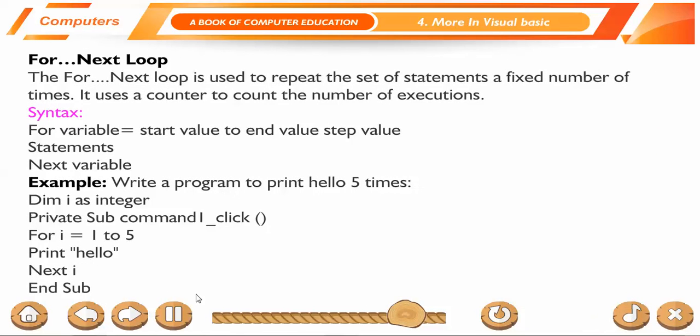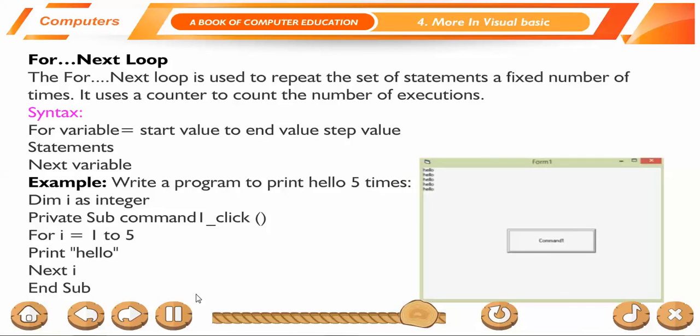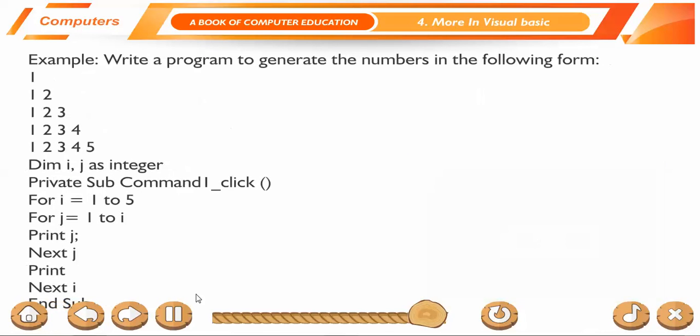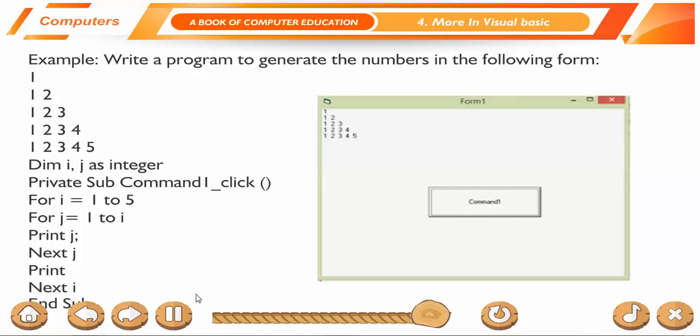For-next loop. The for-next loop is used to repeat a set of statements a fixed number of times. It uses a counter to count the number of executions. Syntax: For variable equals start value To end value Step value, statements, Next variable. Example: write a program to print hello 5 times. Example: write a program to generate the numbers in the following form.